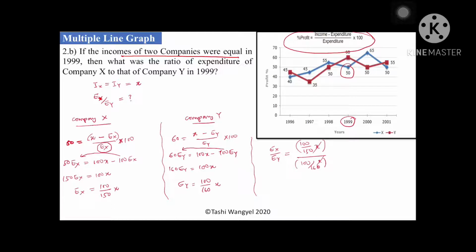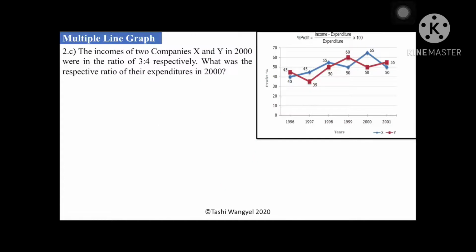and the X cancels, the 100 cancels. With a direct calculator, we type bracket 100 divided by 150 bracket close, divided by bracket 100 divided by 160 bracket close, and the answer can be 16 by 15. Therefore the ratio of expenditure of company X to company Y is 16 by 15, or 16 is to 15. The calculator gives the answer as 1 and 1 by 15, a mixed fraction. For an improper fraction, press shift and the fraction button, the a b by c button, and we get the improper fraction 16 by 15.